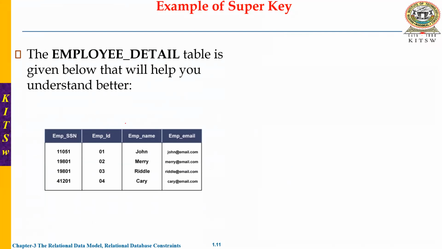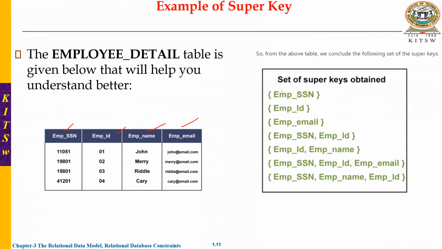So this is the employee table: employee SSN, ID, employee name and email ID. Here you can take the super key as SSN number, which is a unique value. So you can take it as a super key. ID is a unique value. Email is also a unique value. So you can take these as super keys, as well as the combination of different attributes, which must be a unique value. SSN is a unique value, employee ID is a unique value.